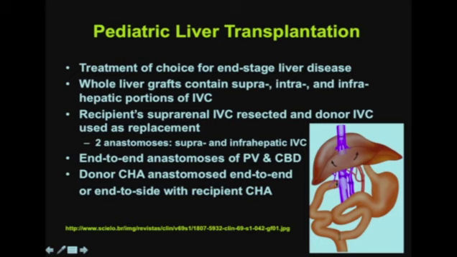The whole graft will contain both supra, intra, and infrahepatic portions of the IVC, and the recipient's suprarenal IVC will be resected, and the donor IVC will be used as a replacement. And then here you see the lower anastomosis, and there'll be end-to-end anastomoses of the portal vein and the common bile duct. And the donor common hepatic artery will be anastomosed end-to-end or end-to-side with the recipient common hepatic artery.